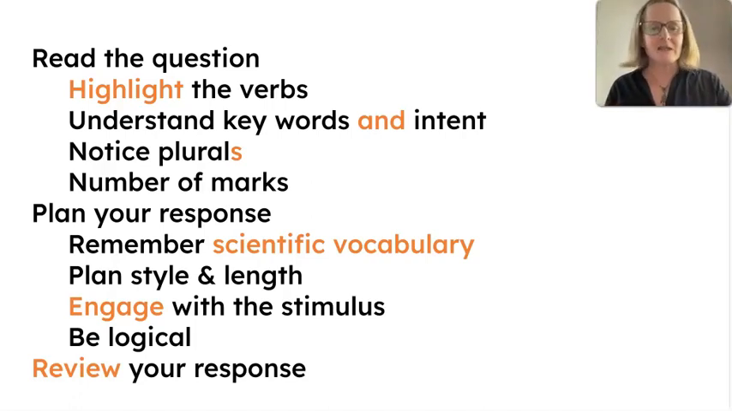So that when you're planning your response, you can use your scientific words, you can answer in a way that's going to maximize your number of marks. So maybe you'll write it or use a table, engage with any stimulus and be really logical, because that helps the examiner to give you marks. And then when you're finished, check your answer. Make sure that you have written what you intended to write.